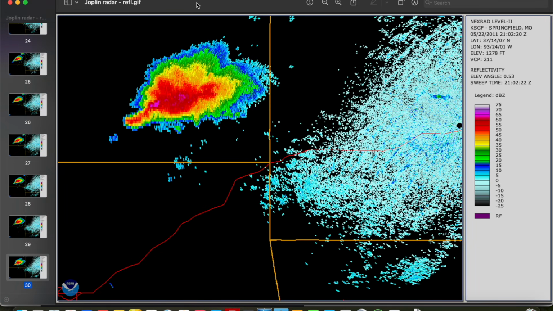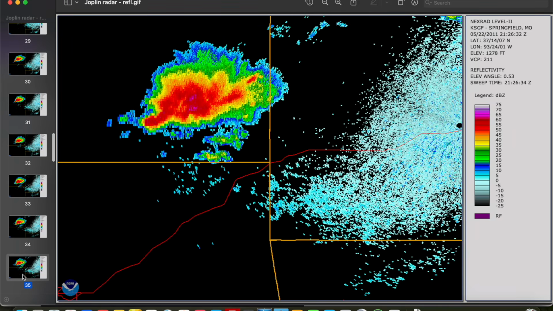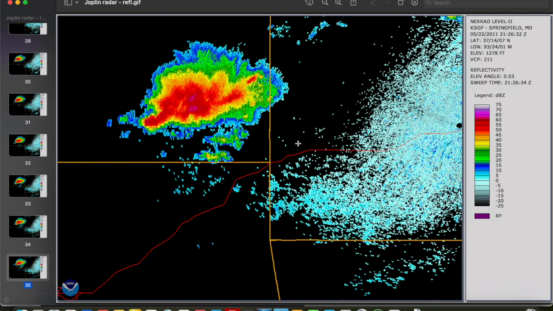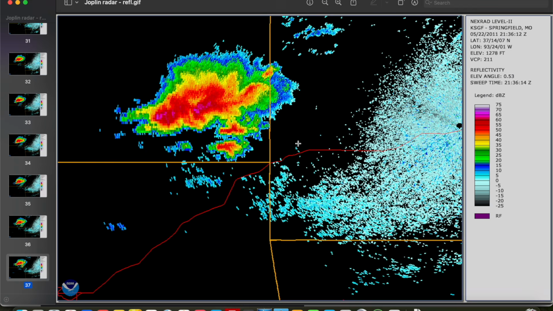Just very, very clustered, multiple updrafts here competing for the ingredients in the environment. And we started to see some shower development. Here, this is just after 21Z, so just after 4 p.m., we started to see some showers develop out to the south of the ongoing cluster of storms. And these two in particular started to become more robust.